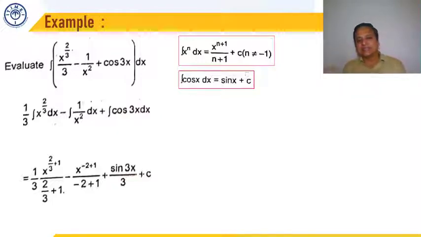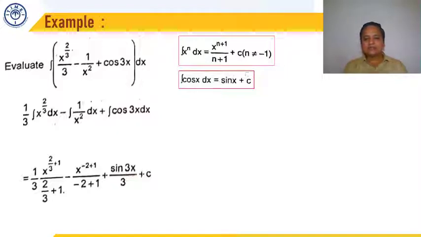dx is sin x, but it's cos 3x. So we assume 3x as x. So integral of cos 3x becomes sin 3x. And then we have to divide by the term which we assumed as x, that is 3x. Differential of 3x is 3. So we divide by 3. And we apply plus c. C is the constant of integration.